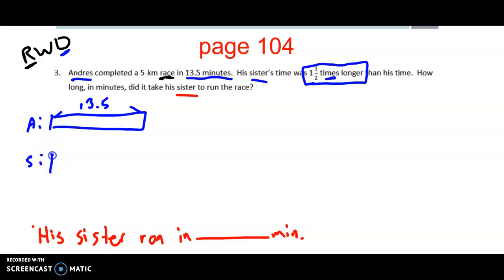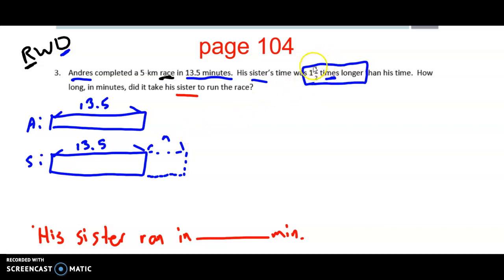And sister, well, she ran in 13.5 minutes as well. But then she went a little bit longer. And we're not sure what that is at this point. We got to find that out. Right? But we do know it's 1.5 times longer. That times is a great key word. So we're going to do 13 and 5/10 times, right, multiply by 1 and 1/2. Okay? Now we got to think about what we can do to solve this.